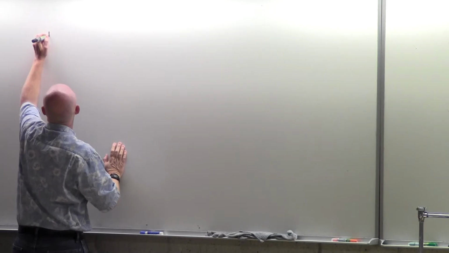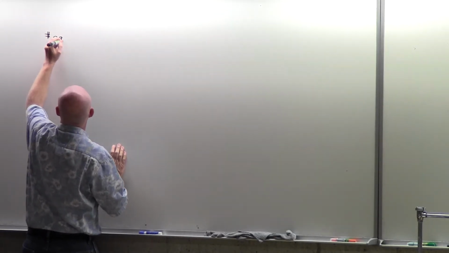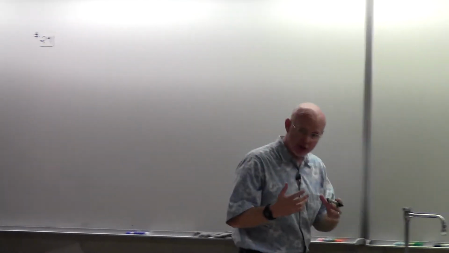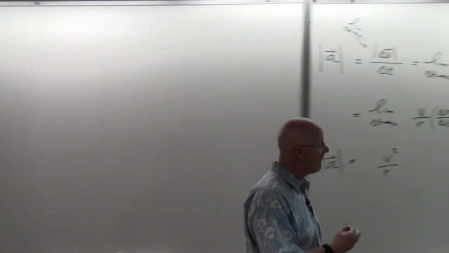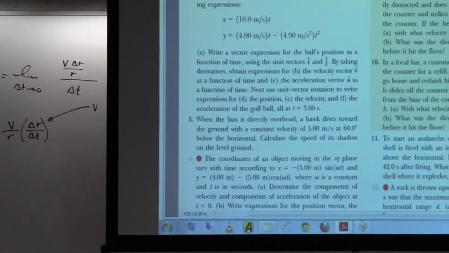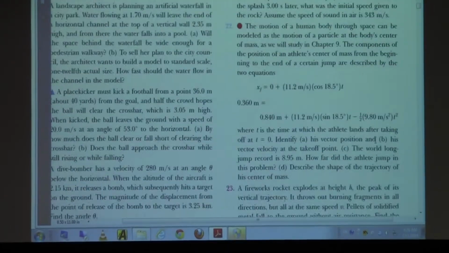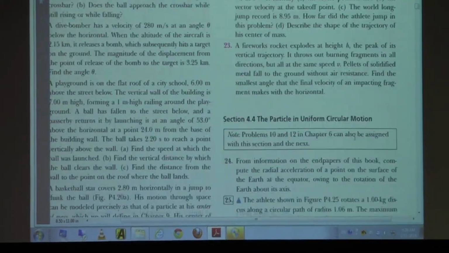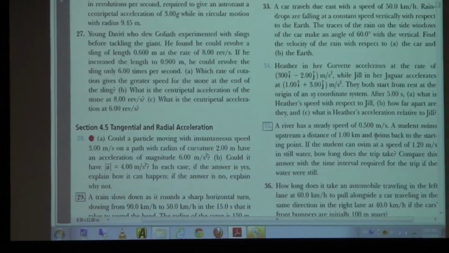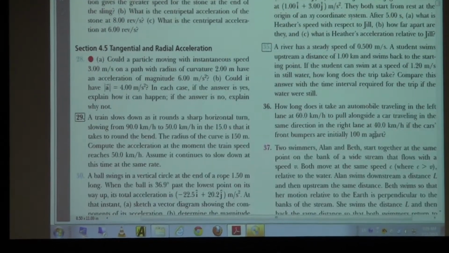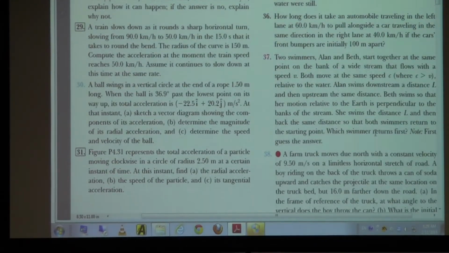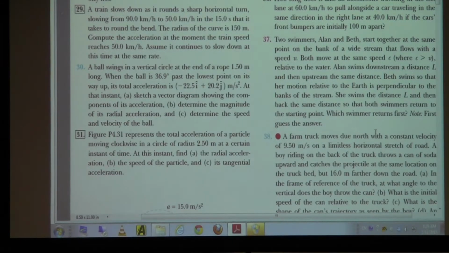Well, let me try number 29. I think 29 is a good place to get started as we look at our two-dimensional motion here in chapter 4 and things going in a circle. I've got the book up here, chapter 4, number 29 is right here. I'll move it to the top of the screen. But again, let's read it together.